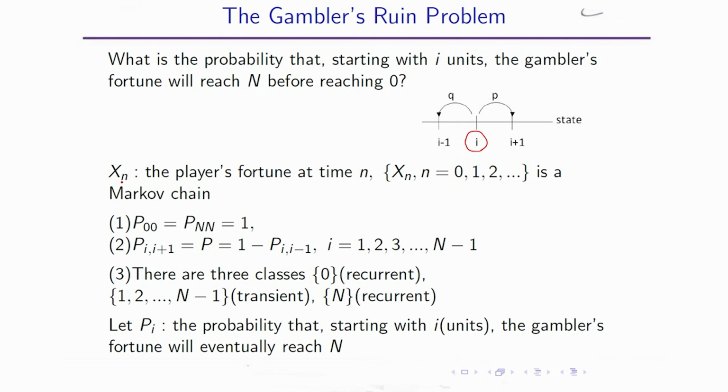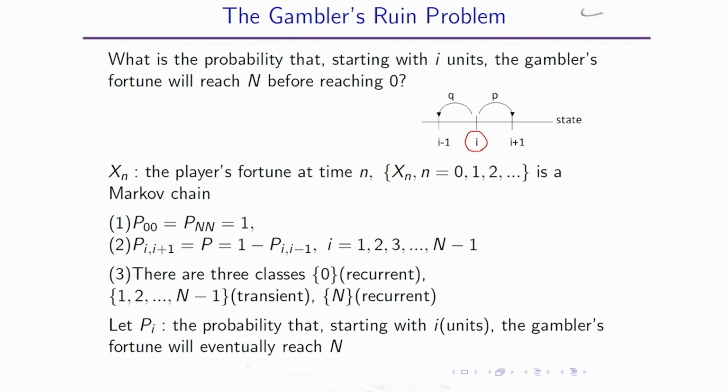Now, if we let Xn be the gambler's fortune at time n, then Xn is a Markov chain. Now, we have what follows. First, P00, which means the probability that the gambler's fortune starting with 0 units will reach 0 units, is equal to 1. Similarly, PNN is equal to 1. Number 2, P(i, i+1) is equal to p, which is equal to 1 minus P(i, i-1).